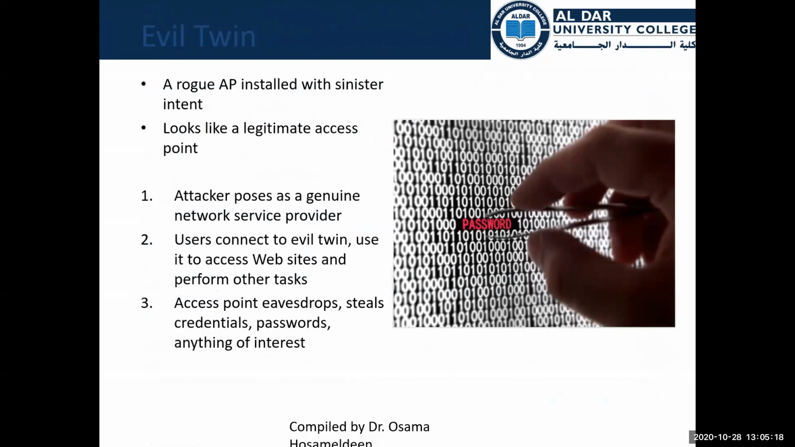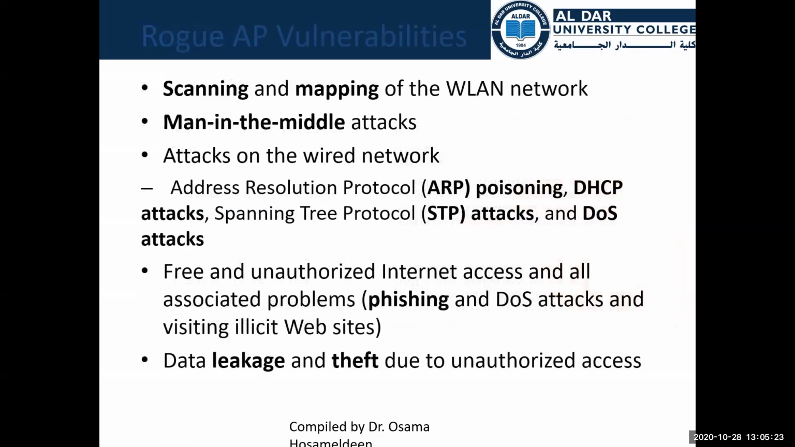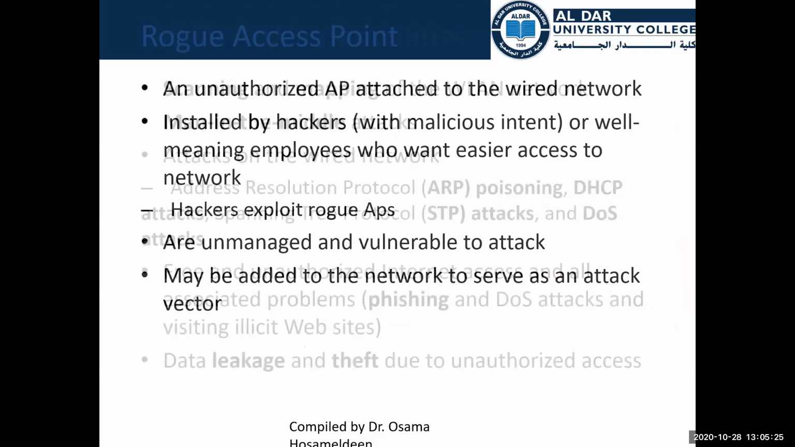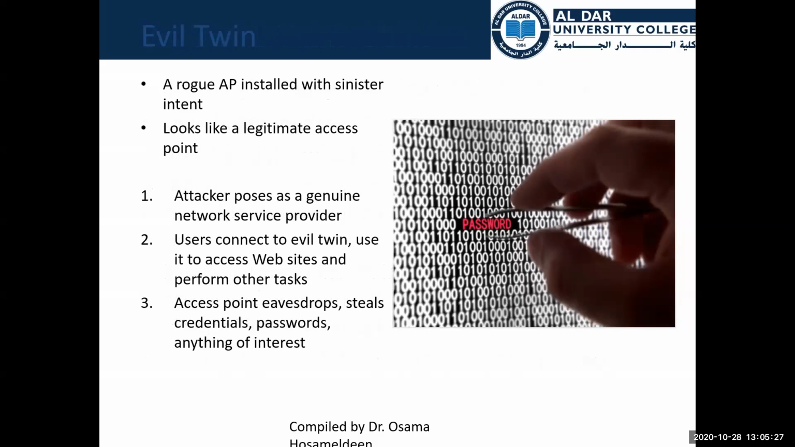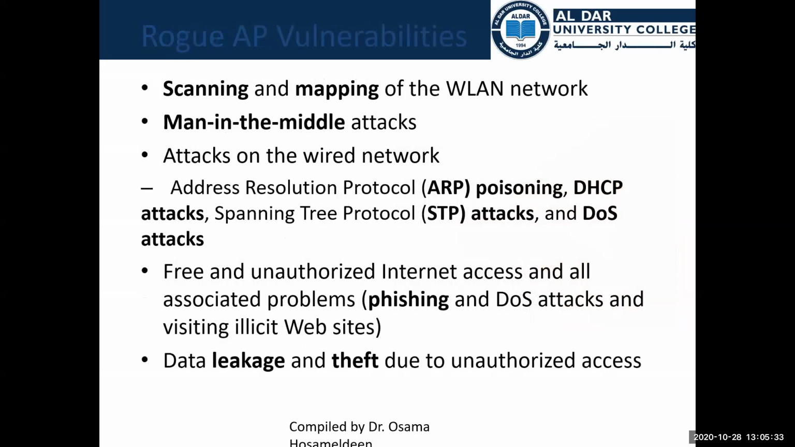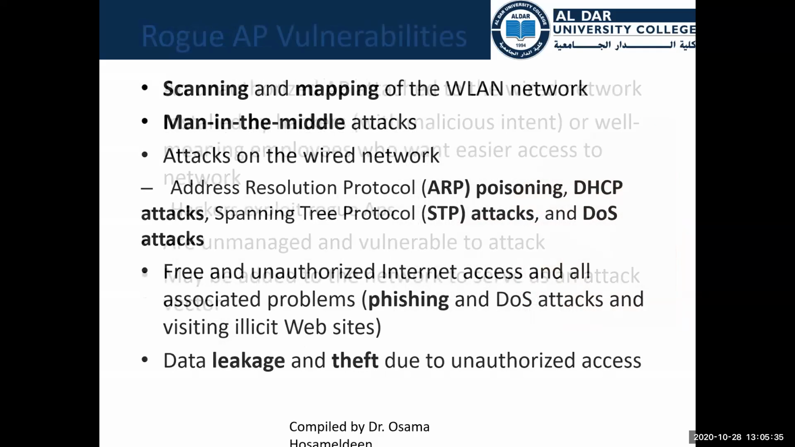The evil twin. This is the third one. Okay, sorry. I thought I talked about it. So the second one is rogue access point, and the third one is evil twin. These are the three categories of attacking the wireless or WLAN.